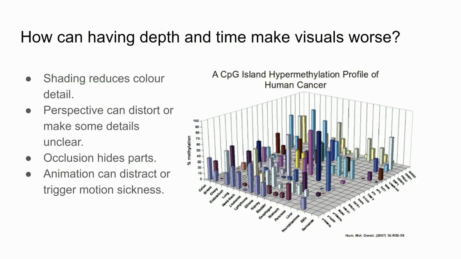So how can having depth, and time in the case of animations, make visuals worse? There's a few reasons for this. One of the first ones is, normally when we're doing a 3D rendering, we want to simulate both light and shadow, or shading, because 3D objects don't look very 3D if they're flat shaded. We want the side facing the virtual light source to be more lit up, and the side facing away from the virtual light source to be shaded and darker.